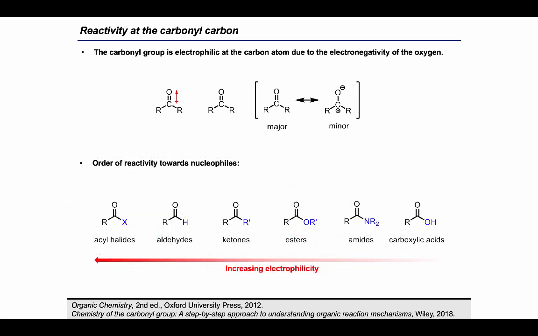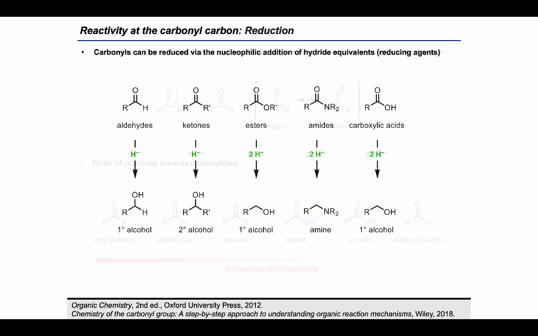Shown here is the general order of reactivity of the different classes of carbonyl compounds towards nucleophiles. As we might expect, the overall trend results from a combination of steric and electronic factors. For example, the carbonyl carbon in aldehydes exhibits both less steric hindrance and greater partial positive charge than in ketones, due to the absence of a second electron-donating R group. Therefore, aldehydes are more susceptible to nucleophilic attack than ketones. An important reaction of carbonyl compounds is their reduction via the nucleophilic addition of hydride equivalents.